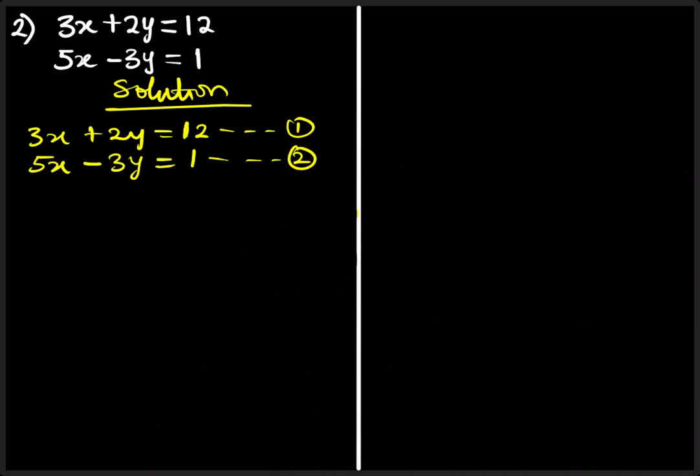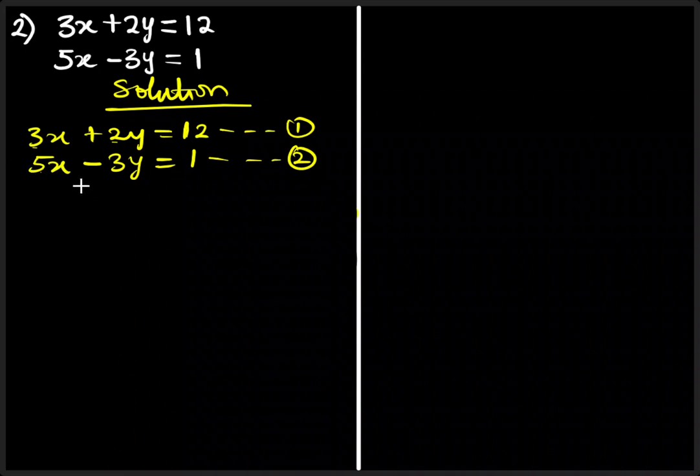Alright. So we'll now check. Do we have any variable that has the same coefficient for the two equations? If we consider x, 3 and 5, not the same. Consider y, 2 and 3, so they are not the same. So we need to make one of the variables have the same coefficient. You are the one to decide which one you want to make have the same coefficient. Either you decide to make x or you decide to make y.